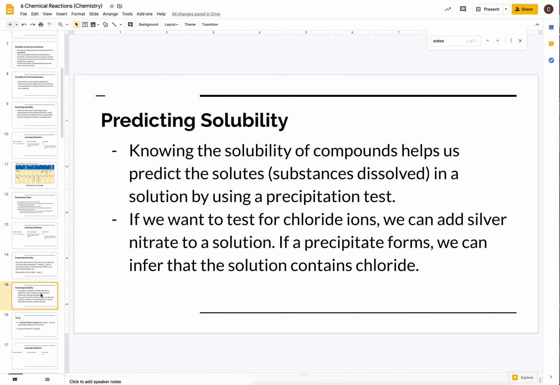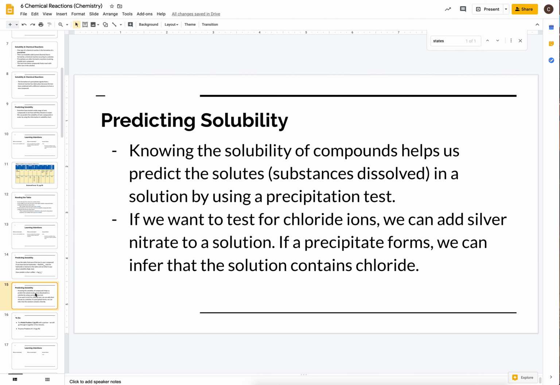An application of this is what we call a precipitation test. We can predict what ions are in an unknown solution based off of other solutions that form a precipitate with them. For example, a common precipitation test is the addition of silver nitrate. Now, silver nitrate can test for several different things, but one of the most common ones it tests for is the presence of chloride ions.